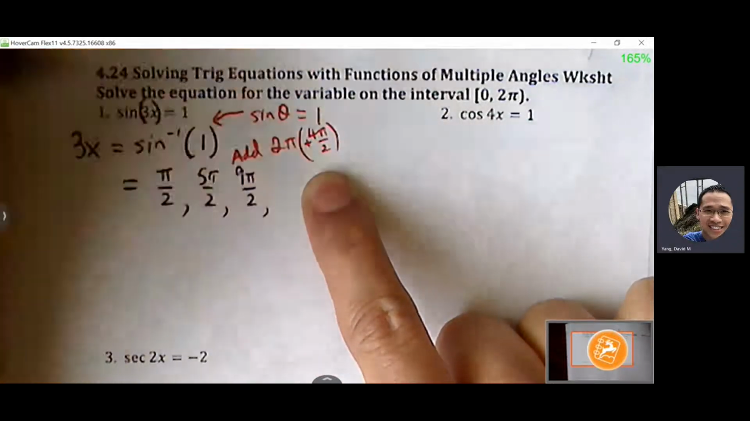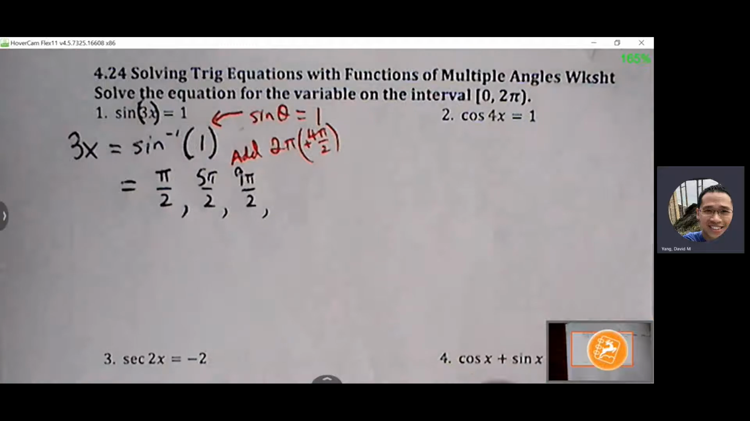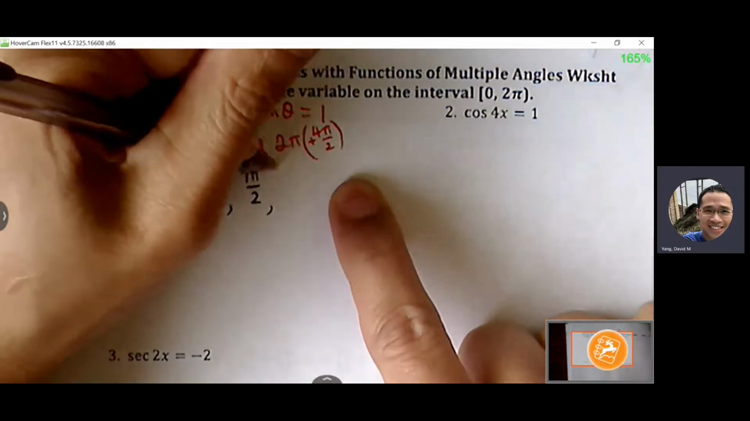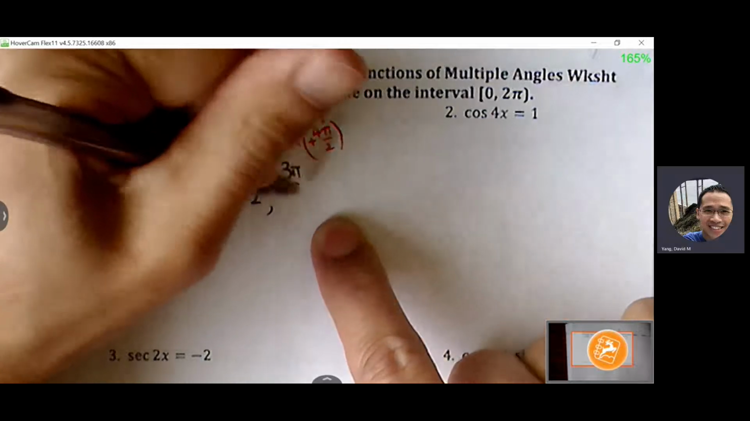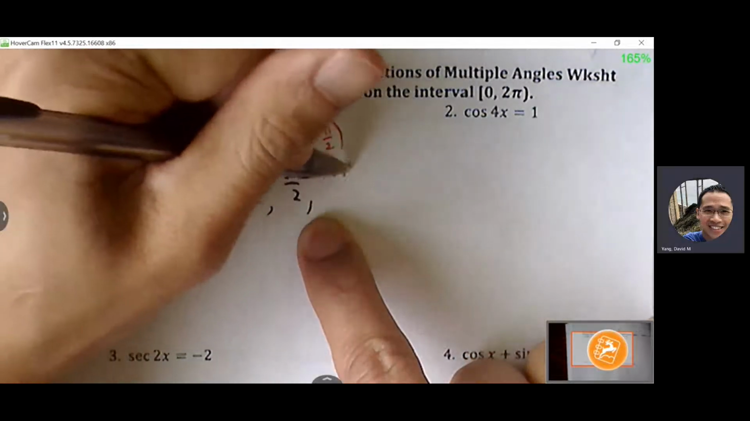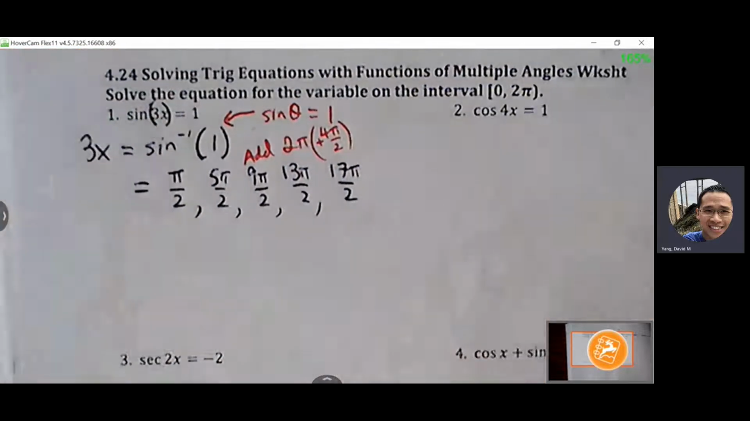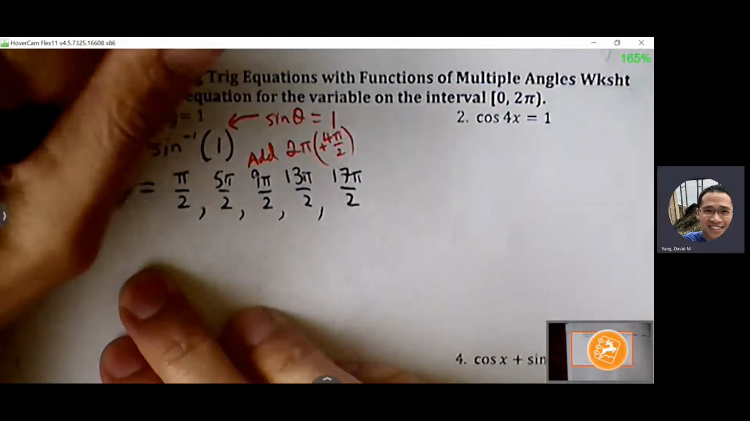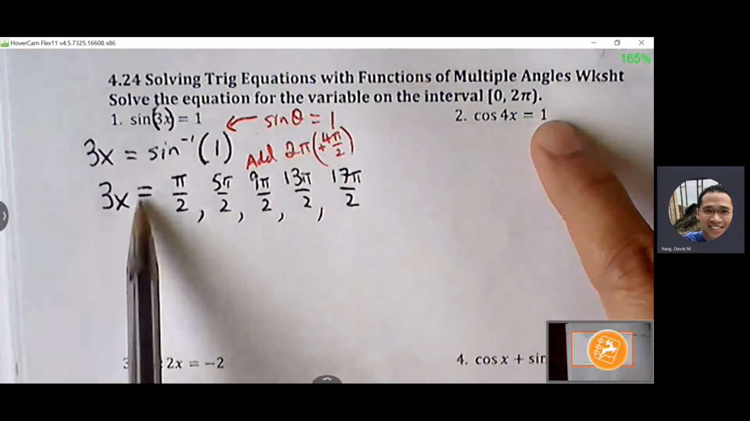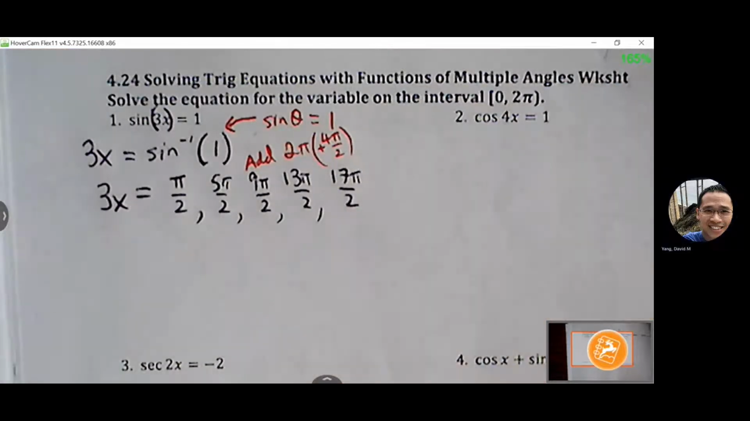Let's just do a few more just so that we make sure that we don't accidentally miss out on other ones. Next. Okay, one more. 17 pi over 2. It's probably way more than what we need, but we want x to be between 0 and 2 pi, and it's about to get divided by 3. Any questions so far?